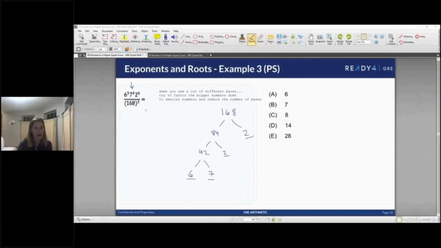And now we can start feeling like we're on the right track with this problem, right? I'm going to substitute this 168. And instead of calling it 168, I'm going to call it 6 times 7 times 2 times 2, because it is. So now the number that I'm looking at is 6 to the 3rd times 7 to the 4th times 2 to the 6th over 6 times 7 times 2 times 2, all to the 3rd. So all I've done is take the 168 and replace it with its factors.